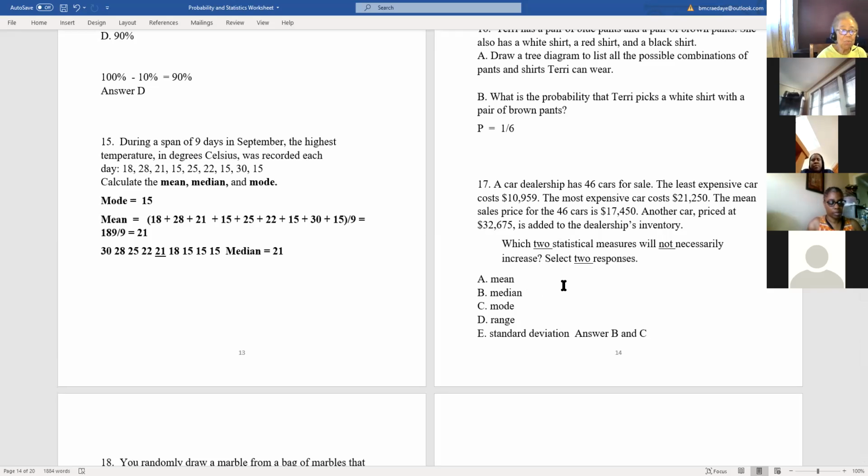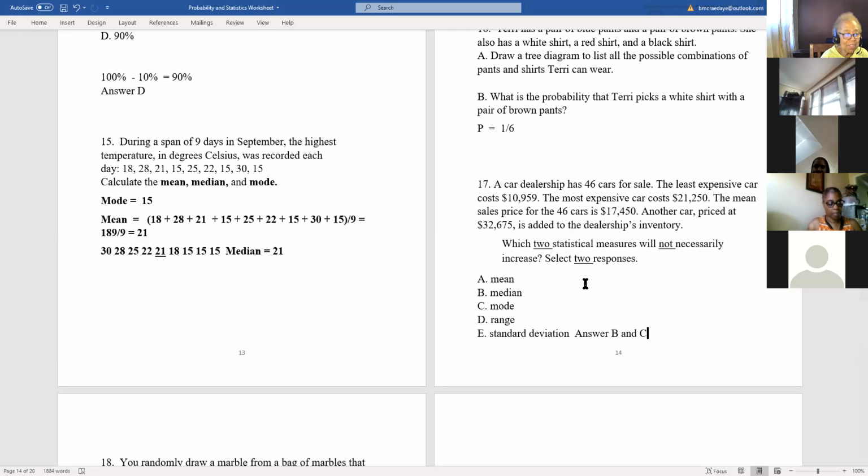The range would definitely change because now you've got a different high, right? When you put this car in, at this price, because it said the most expensive car was 21,250, now when you put in this 32,675, that becomes your highest value. So your range is going to change. And the fact that this is a high value means when you add that in, your mean will probably increase.